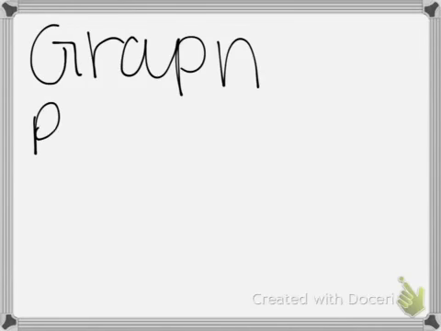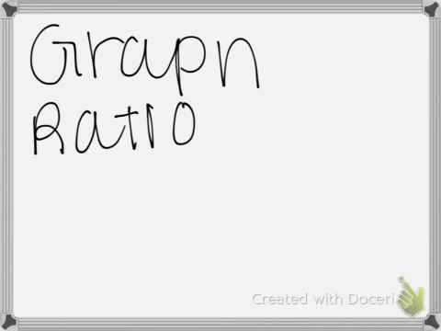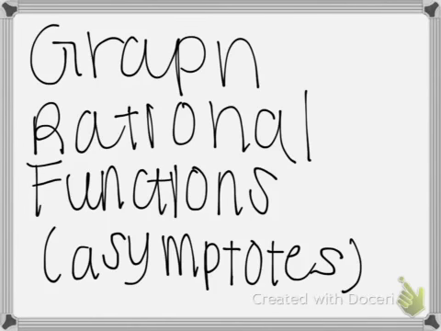Today we'll be learning how to graph rational functions, finding the asymptotes. Okay, so first, before you can start, you have to figure out what the clown is.